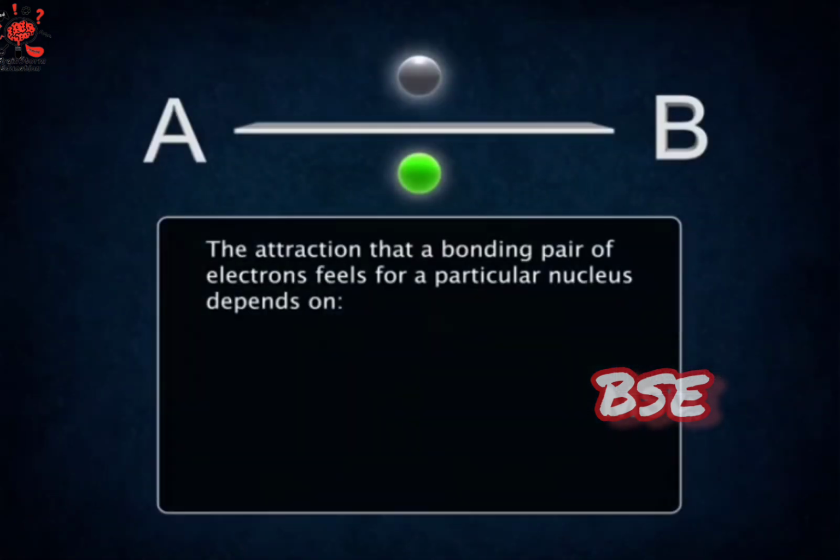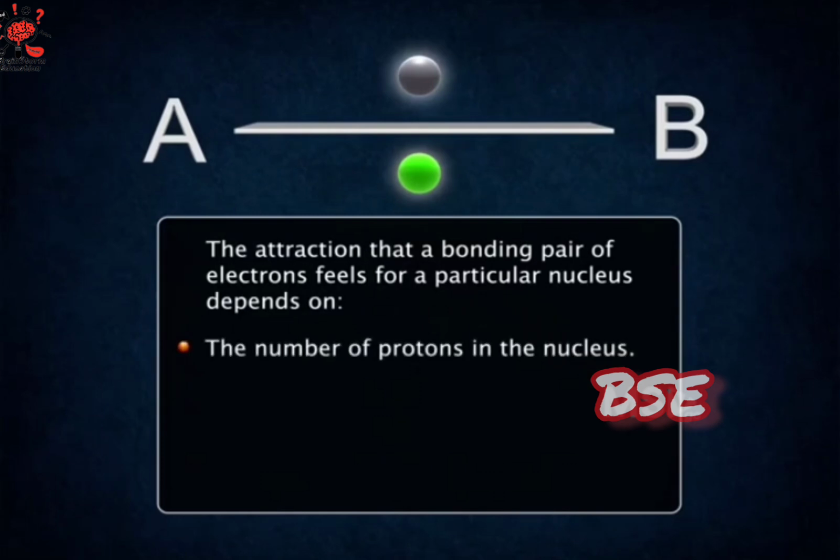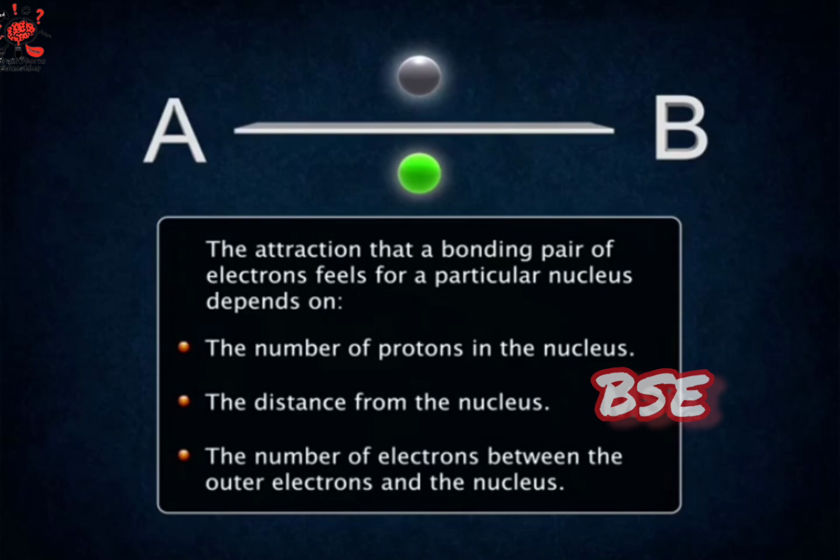The attraction between a bonding pair of electrons and the nucleus depends on the number of protons in the nucleus, the distance from the nucleus, and the number of electrons between the outer electrons and the nucleus.